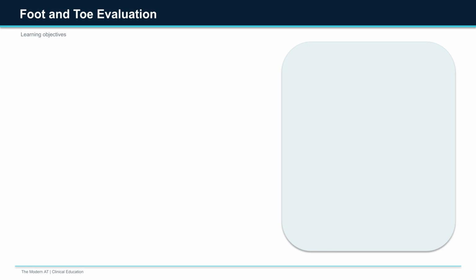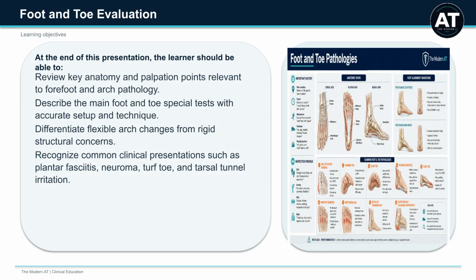By the end, you should be able to identify important anatomy and palpation points, describe common foot and toe special tests, and explain what each test is trying to clarify. We will also separate flexible arch changes from more rigid structural concerns and connect exam findings to common presentations such as plantar fasciitis, Morton neuroma, turf toe, tarsal tunnel irritation, sesamoid pain, and midfoot injury. The goal is a focused, safe, and useful evaluation.